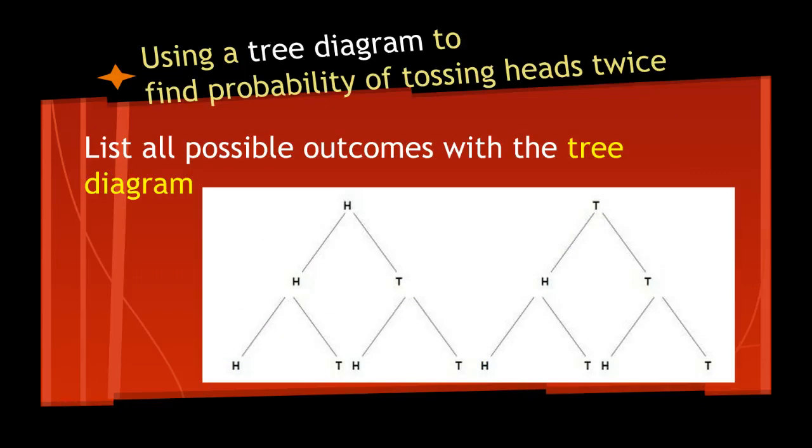We can also use tree diagrams to get at theoretical probability. So we're going to try to figure out what is the probability of tossing heads twice if we're going to toss a coin 3 times. In this case, we're going to list all possible outcomes using the tree diagram. You'll notice our first toss is here at the top, either heads or tails, and then each head or tail is subjected to the second toss, another head or tail, and then each of those again is subjected at the third level to another toss, head or tail.